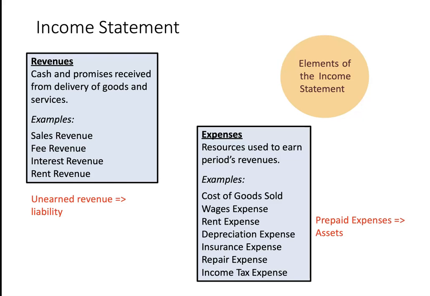But remember, in the previous lecture, we actually talked about two exceptions. Unearned revenue is not a revenue. Unearned revenue belongs to liability, and also prepaid expenses are not among expenses. They are assets. So remember these two exceptions. Otherwise, anything with revenue in its name belongs to revenue, and anything with expenses in its name belongs to expenses. Cost of goods sold is a special form of expenses as well.